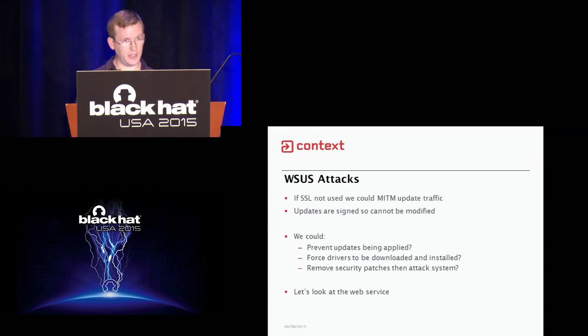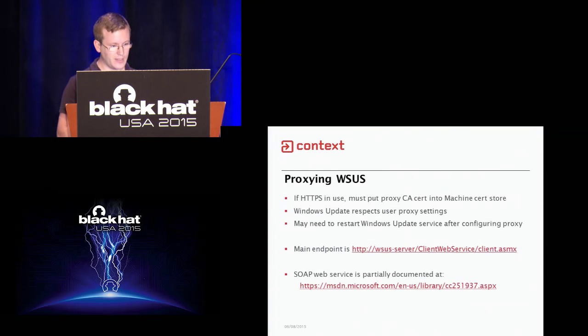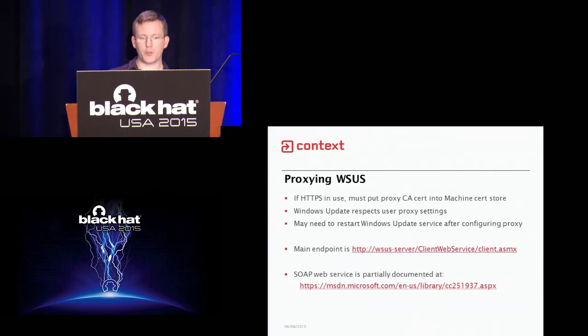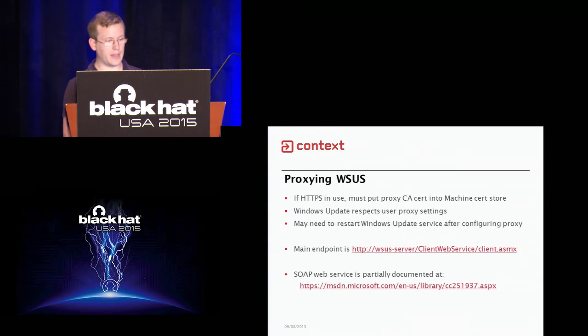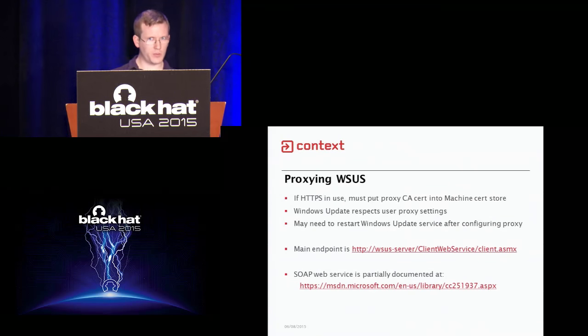So let's go and have a look at the SOAP web service in a bit more detail. I should warn anyone of a nervous disposition, we're going to be seeing a lot of XML in the next few slides. So we want to have a look at the WSUS traffic. We need to proxy it. We can just use a normal proxy like Burp. And if WSUS is using HTTPS, then the CA cert from your proxy has to go in the machine certificate store. Normally you install your proxy cert in the user store, which is what IE uses, but for WSUS it has to be in the machine store. But honestly, it's probably just easier to do it without HTTPS and not have to worry about that.